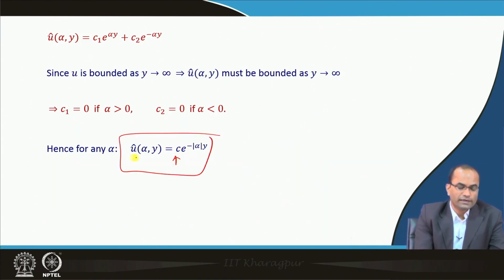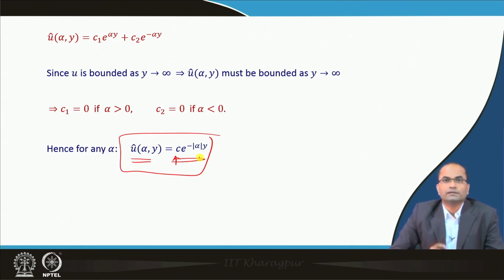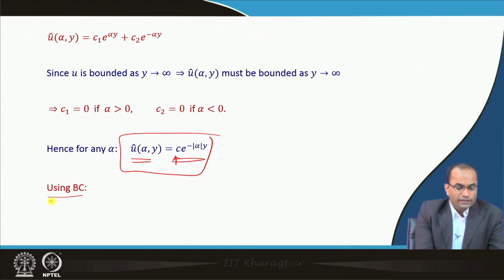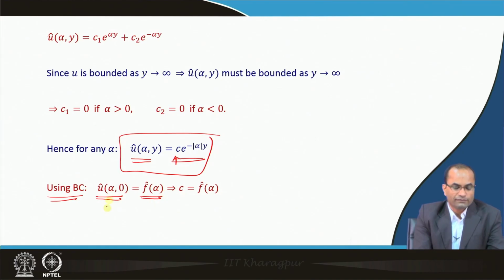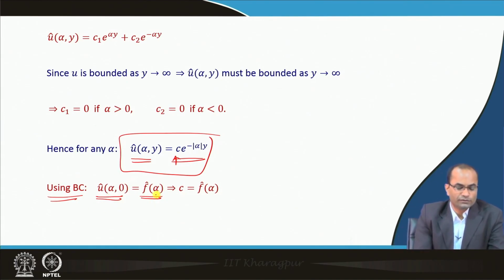So, for any value of alpha, we can write down that u hat alpha y will be of this form, c e power minus absolute value of alpha y. Now, we can use the other boundary condition, which was u hat alpha 0 is f hat alpha. We have taken this Fourier transform, where u x 0 is f x. So here we have u hat alpha 0 equal to f hat alpha.